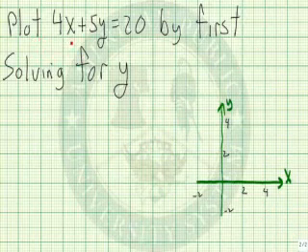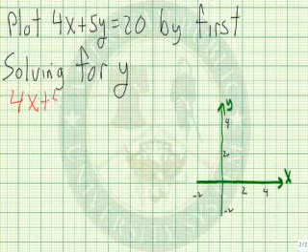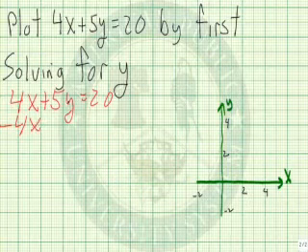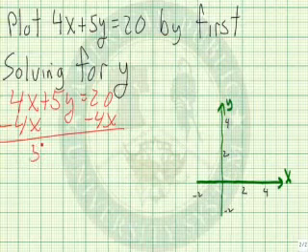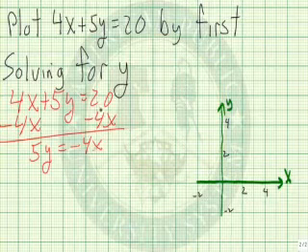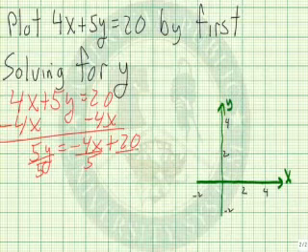Finally, let's plot the same equation, 4x plus 5y equals 20, by first solving for y. In this case, we want to get y by itself. We have 4x plus 5y equals 20. Let's move the x term to the other side, so we subtract 4x from both sides of the equation. This cancels out, so we have 5y equals, let's put the x term first, negative 4x. 20 is assumed to be positive. We want to get y by itself. We've multiplied by 5, so the opposite of multiplying by 5 is dividing. Let's divide everything through by 5.